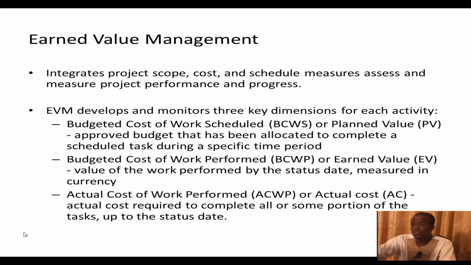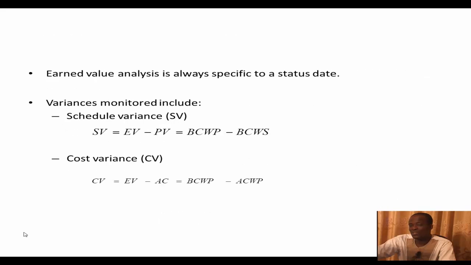It's possible that we've done 50% of the work. So with that 50% of the work, you would compute the BCWP or the EV to be 50% of the 100. But it's also possible that the actual cost of work performed, instead of 50 Ghana cedis, is like 70 Ghana cedis. So the 70 Ghana cedis in fact becomes the actual cost of work required to complete that task up to that status date.